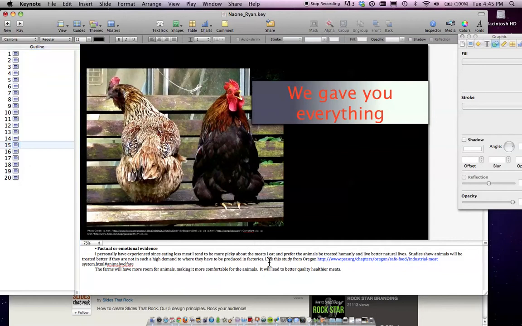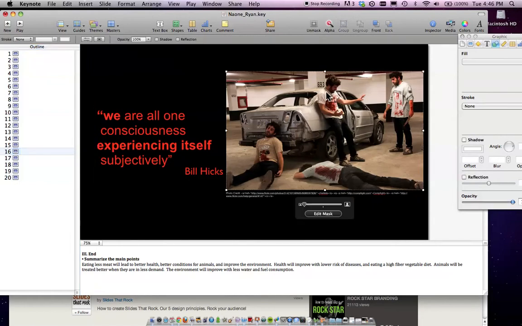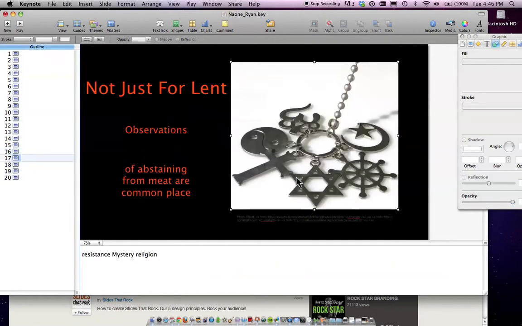Okay, so you've got the study from Oregon. Can you give me a picture of one of these farms? Or what it might look like? What's the difference? All right, I'm not quite sure what this image has to do with eating more fiber. So make sure that your images really are telling more of the story.